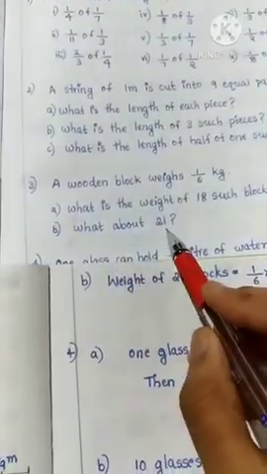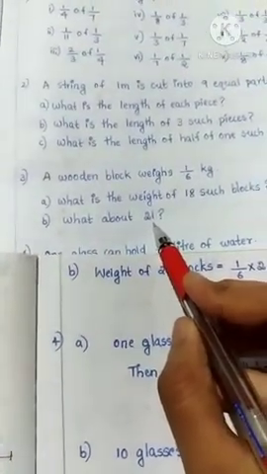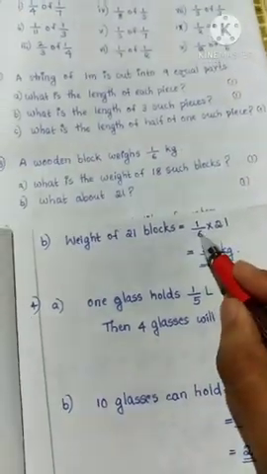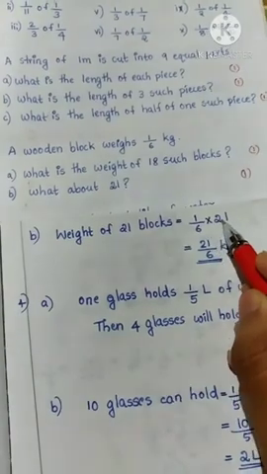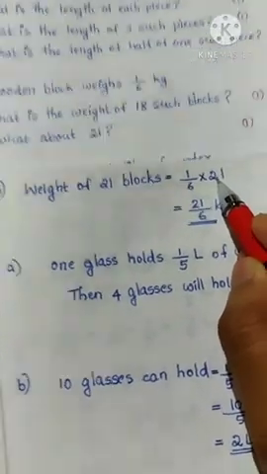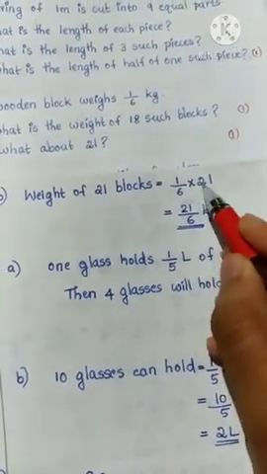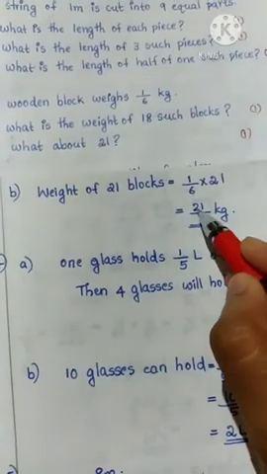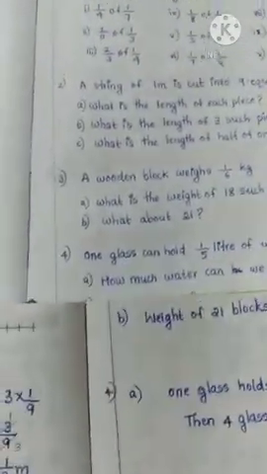What about 21? So we have to find out the weight of 21 wooden blocks. So the weight of one wooden block is how much? 1 by 6 kilogram. Then weight of 21 blocks is equal to 1 by 6 into 21. That is 21 into 1 is 21 divided by 6. 21 by 6 kilogram.